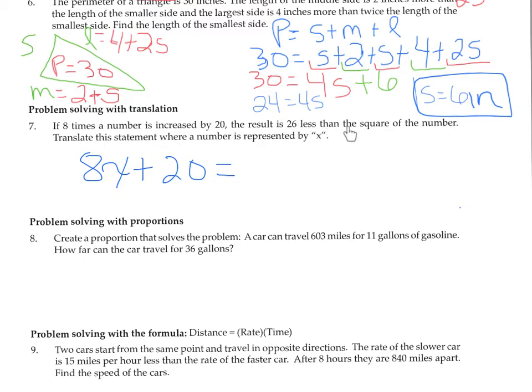26 less than something does not mean you're starting with 26. It means you're going to take 26 away from something. So I'm going to leave a space, and I'm going to take the 26 away. 26 less than what? What does it say? 26 less than the square of the number. How do we write the square of the number? Square is a way to say the exponent 2. So this is an exponent of 2 on the number, which was X. So this is X squared, or the square of the number. 8 times a number increased by 20 is equal or results in the square of the number minus 26, or 26 less than the square of the number.